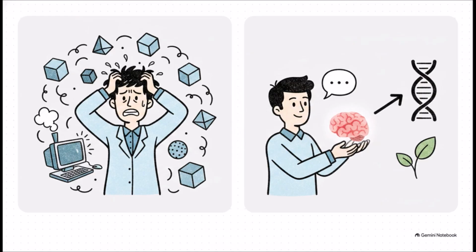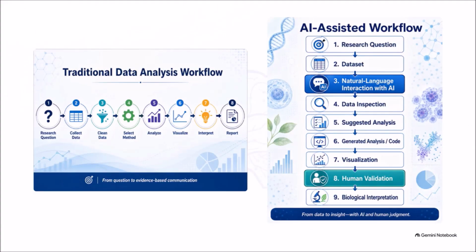How cool is that? When we compare these two workflows side by side, the traditional journey is an 8-step linear grind, from the research question to collecting, cleaning, selecting methods, analyzing, visualizing, and finally interpreting and reporting. It relies so heavily on technical software skills right in the middle of the process. But look at the new AI-assisted pipeline. It's actually expanded to 9 steps, but the real game changer is step 3, natural language interaction with AI. This is the new bridge.